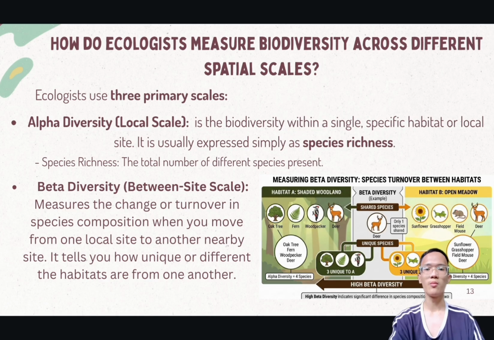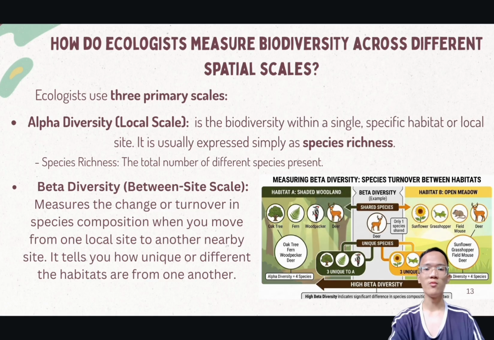Ecologists use 3 primary scales. The first one is alpha diversity, or the local scale. It is the biodiversity within a single specific habitat or local site. It is usually expressed simply as species richness.